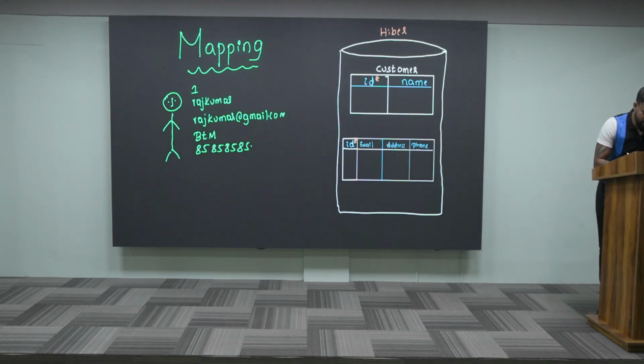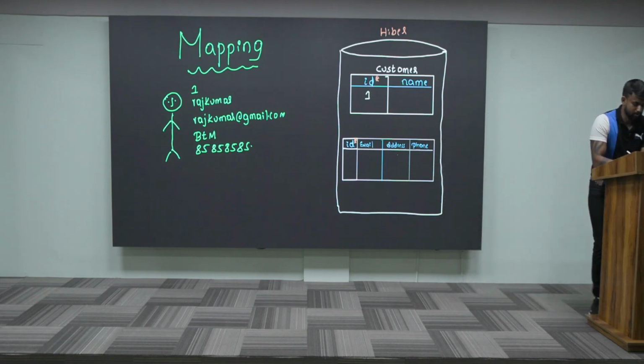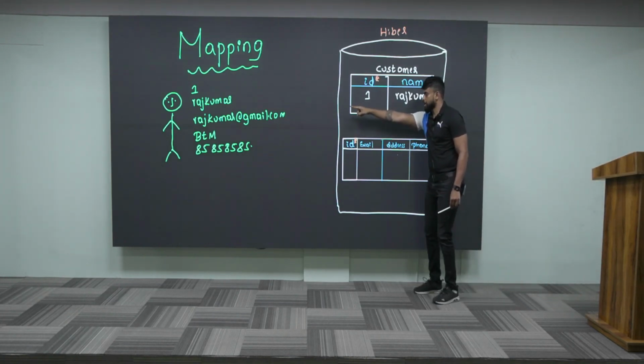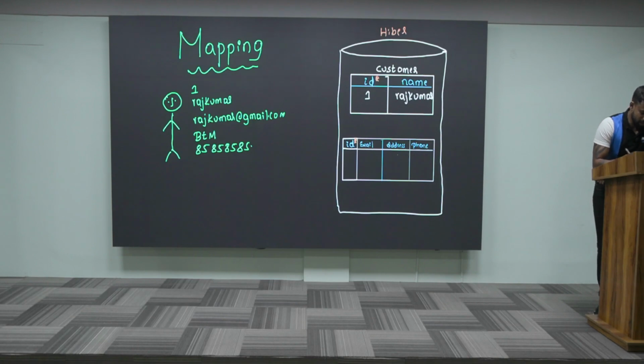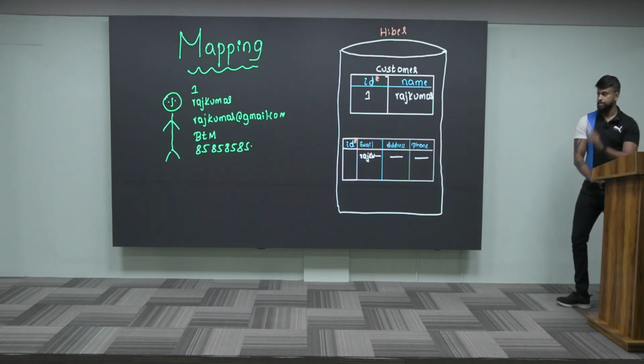Okay, sir. What will you do now? What I will do is, I will give their ID as 1. ID as well, because ID is 1. What is his name? Raj Kumar, like this. Good. Rajkumar. Awesome. Next is what? Email ID. Where is email ID? Email is here. So now that rajkumar@gmail.com should come and sit somewhere. Where should it come and sit, sir? It should come and sit in the email. So rajkumar@gmail.com should come here. Address BTM, it should come here. Phone number, it should come and sit here. Understanding? Great.